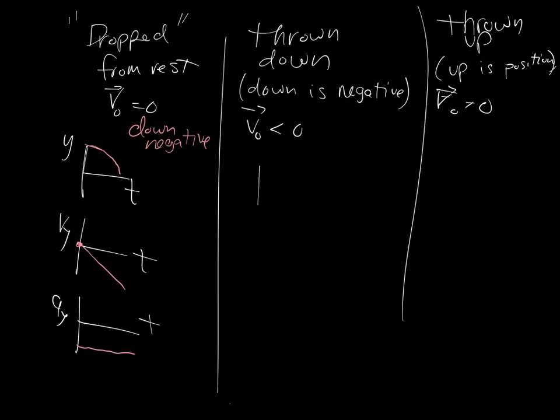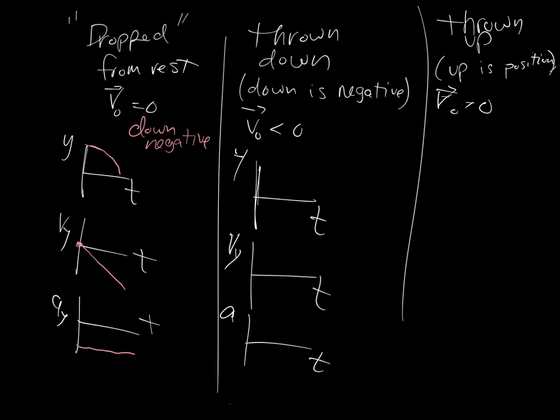Alright, so now I'll do thrown down. Alright, this is Y. This is velocity in the Y direction. And this is acceleration, time. Alright, so now when I start, I have a negative beginning velocity. Start with your velocity graphs, it's easier. And then there I go.